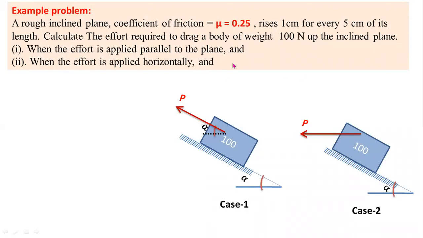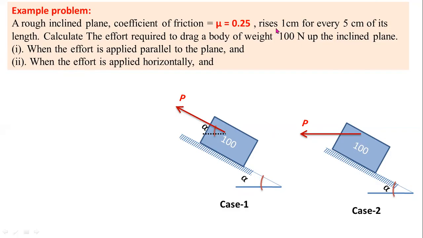Now, coming to another example, this is the given question: a rough inclined plane, coefficient of friction mu equal to 0.25, rises 1 centimeter for every 5 centimeters of its length. Calculate the effort required to drag a body of weight 100 newtons up the inclined plane, when the effort is applied parallel to the plane and when the effort is applied horizontally. Okay, this is the given question.